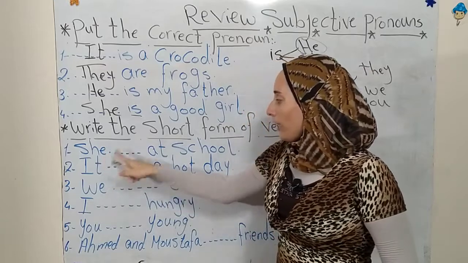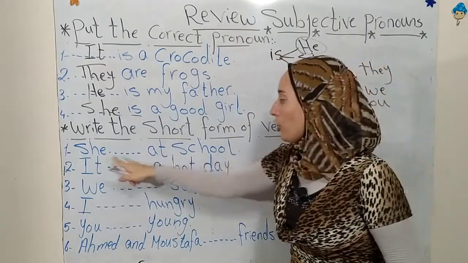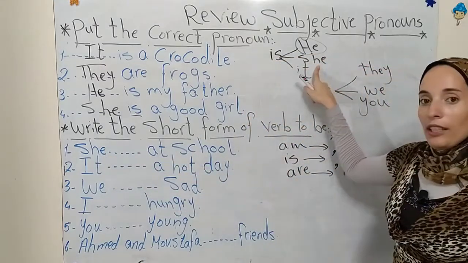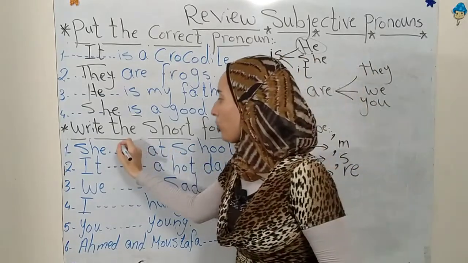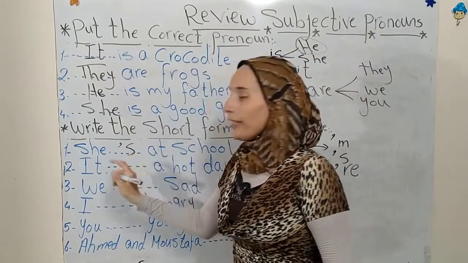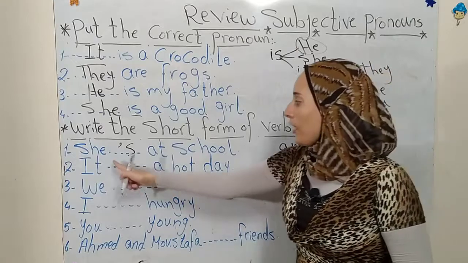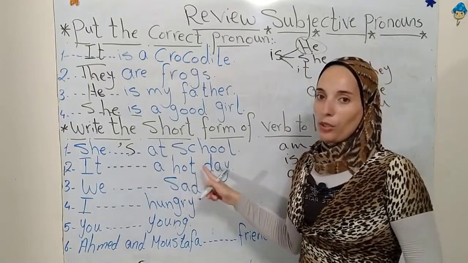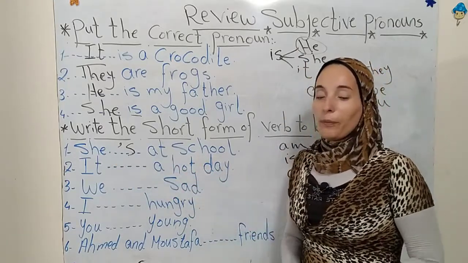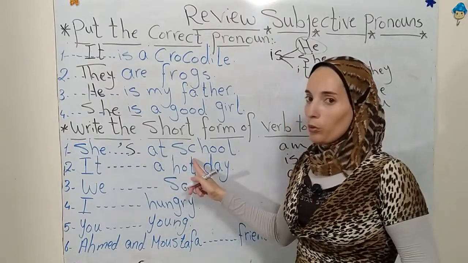Number 1, she at school. she takes ايه من verb to be؟ is. حلو قوي، يبقى she ونكتبه بطريقه شورت فورم. She's at school. She's at school. Repeat after me: she's at school.